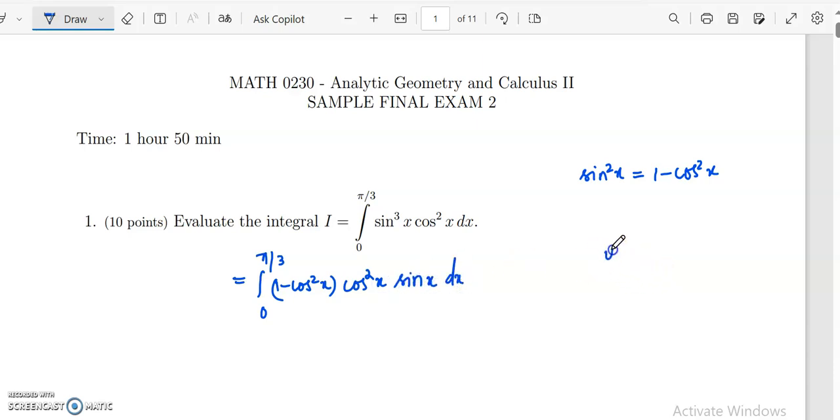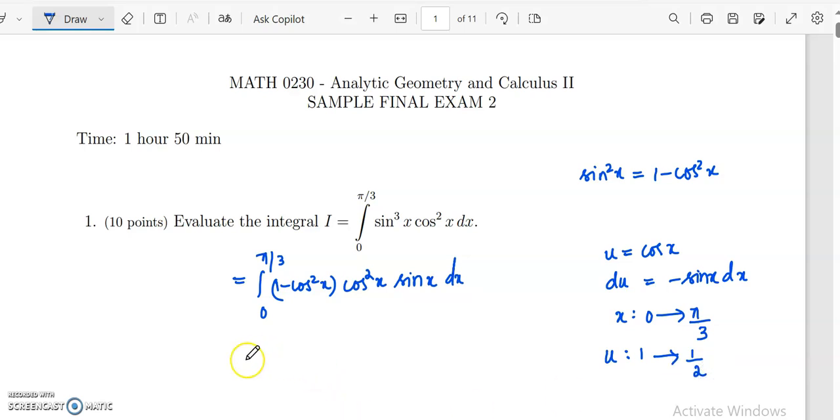Now we will use a substitution u equal to cos x, so du will be equal to minus sin x dx, and we have x varying from 0 to pi by 3. So when u is cos x, u will be varying from cos 0, which is equal to 1, to cos pi by 3, which will be equal to 1 by 2. So we will get the integral from 1 to 1 by 2, replacing cos x by u. So we will get 1 minus u square into u square. Now sin x dx will be minus du.